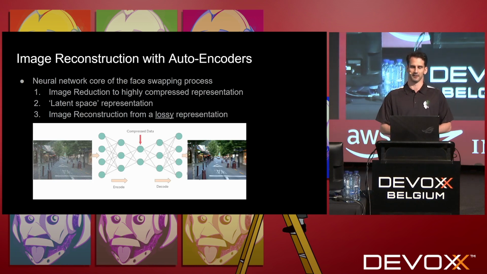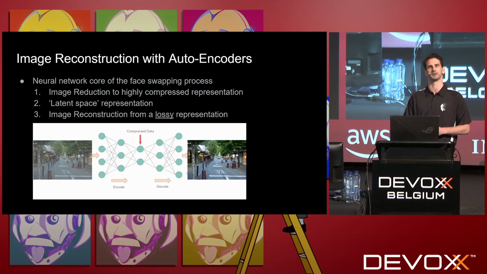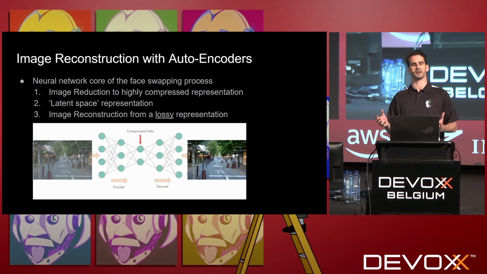So what is an auto-encoder? What is the core of how we learn how to do face swapping? It is a class of neural network that is designed to do one thing, primarily image reconstruction. We'll have two separate neural networks that are combined back to back. The first one is called the encoder, which is designed primarily for reducing an image to an intermediate representation. It's highly compressed, something on the order of 2% of the original data.